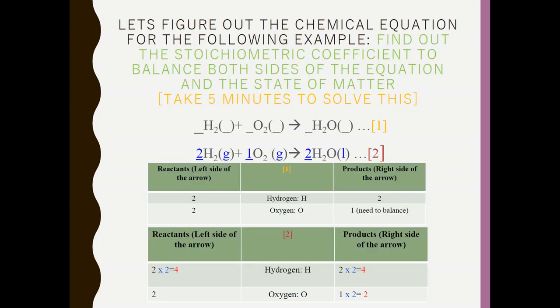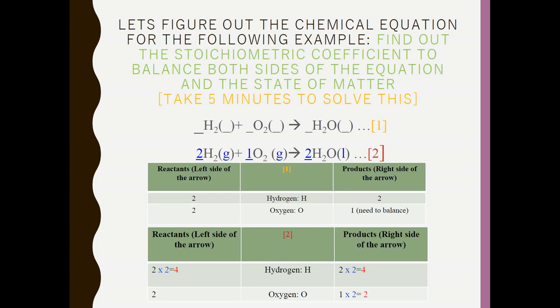So let's go to the next slide and let's do an example. Let's figure out the chemical equation for the following example. Find out the stoichiometric coefficients to balance both sides of the equation and the state of matter. Take 5 minutes to solve this equation. You can pause the audio and take 5 minutes to solve this by yourself, and then you can come back and resume and check your answers.